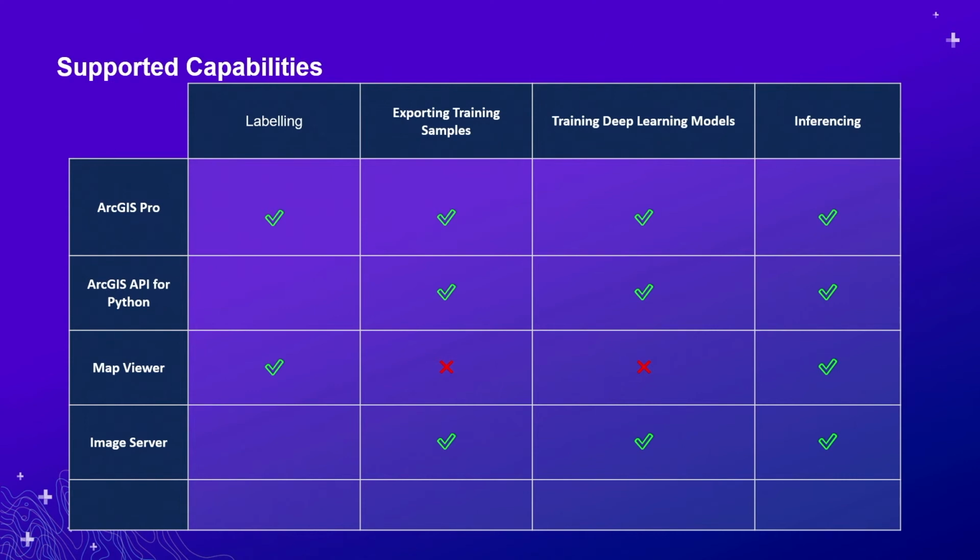Now here's a tabular representation of the 4 key pieces that I just talked about. And these are the different clients that are available. On the left, you see ArcGIS Pro, ArcGIS API for Python, Map Viewer, and Image Server. And here you have a representation of all of the tools, how they're accessible and available.